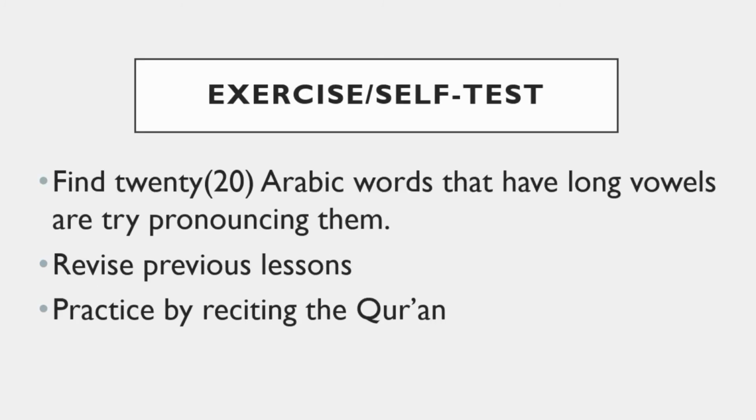Now your exercise is a self-test. Find 20 Arabic words that have long vowels and try pronouncing them. Revise previous lessons and then practice by reciting the Quran. There is no way you can learn to read and recite perfectly without practicing.